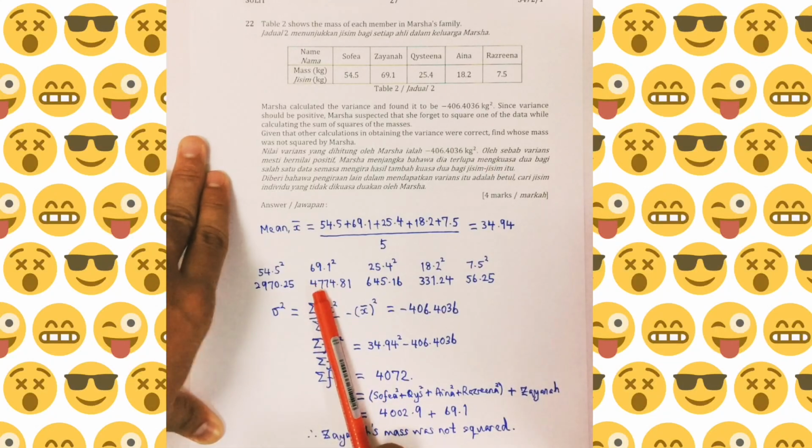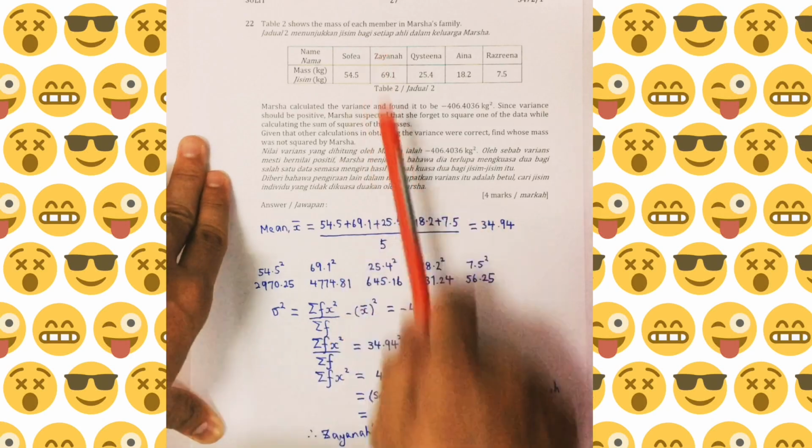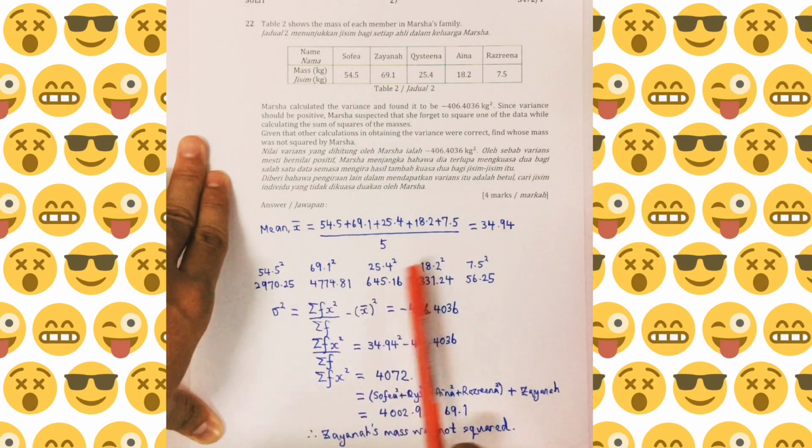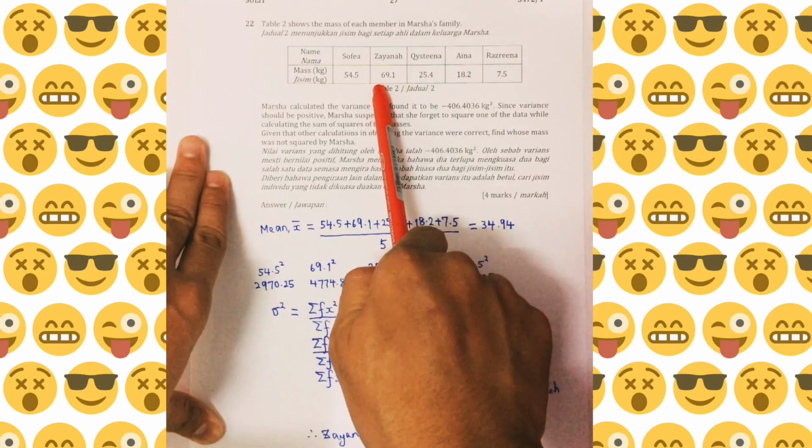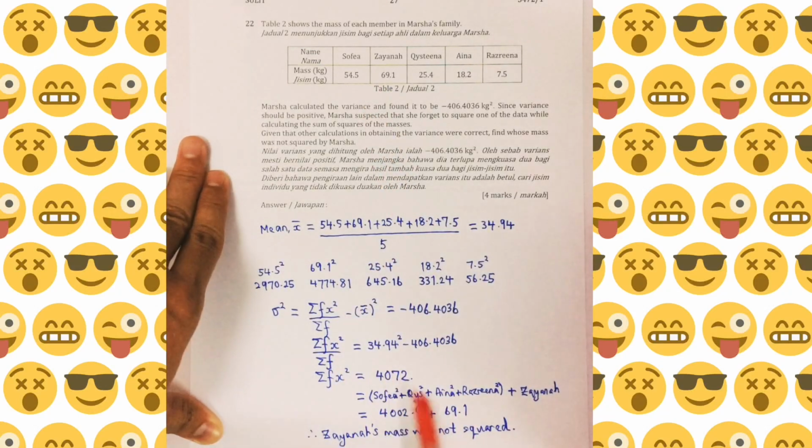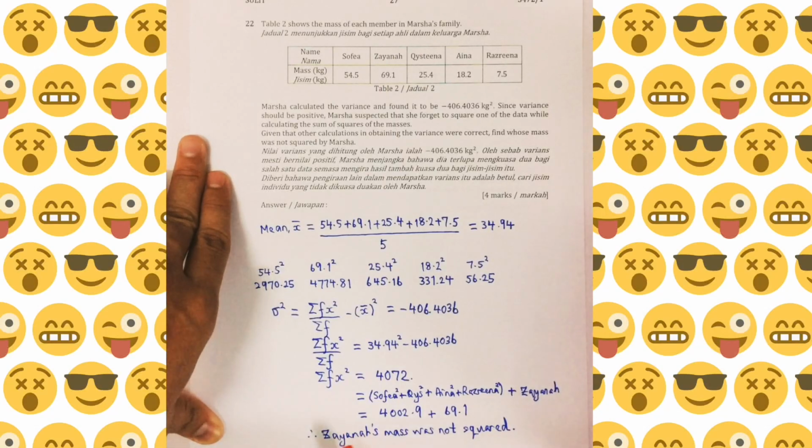But because this value is already more than 4,000, we should expect that she forgot to square Zayana's mass. So now if you add everything, you plus this and this, you'll get 4002.9. And then if you add Zayana's mass without squaring the number, you get exactly the same as this number. So in conclusion, she forgot to square Zayana's mass.